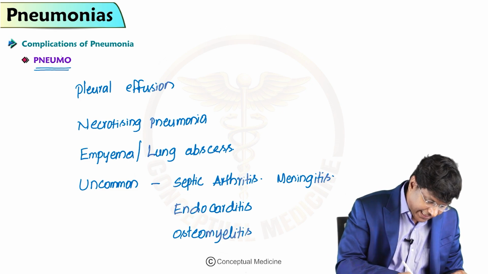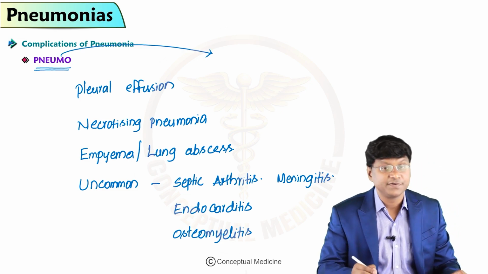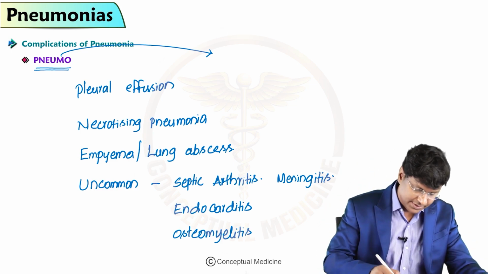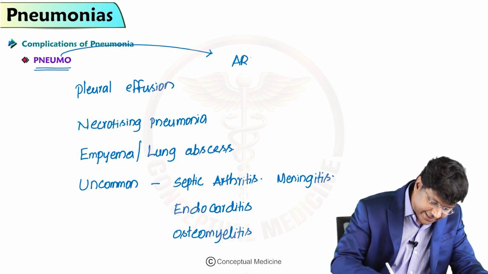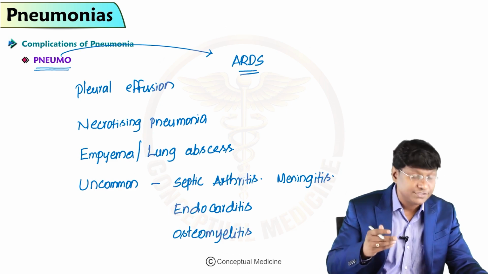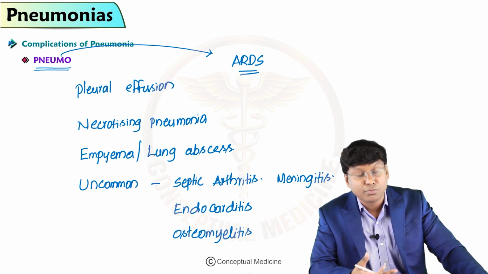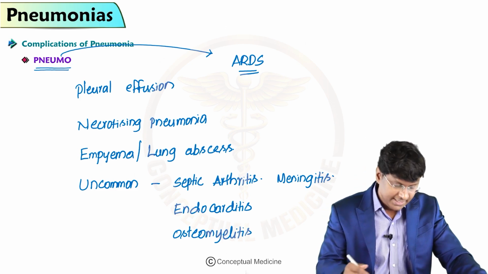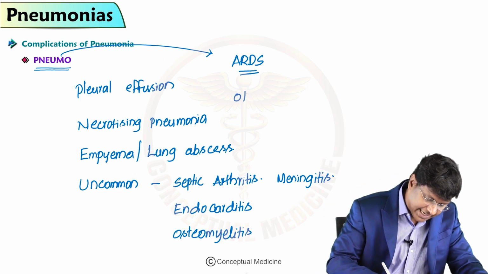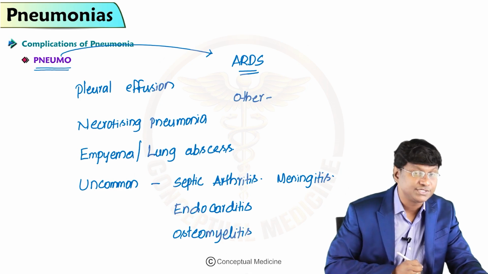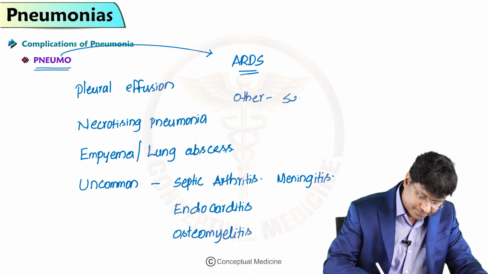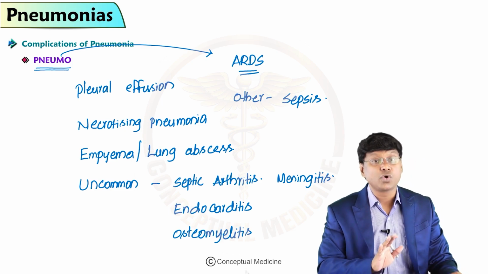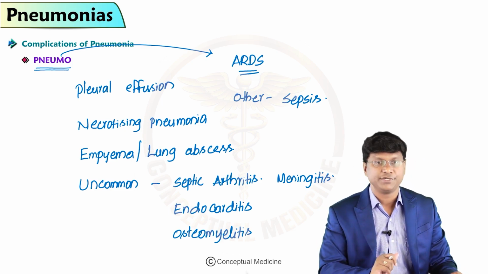And then the letter M. M stands for mechanical ventilator requiring complications. What are these? The individual can develop ARDS. Pneumonia is the most common cause of direct lung injury causing ARDS. And O stands for other serious complications like sepsis. So these are the complications of pneumonia.